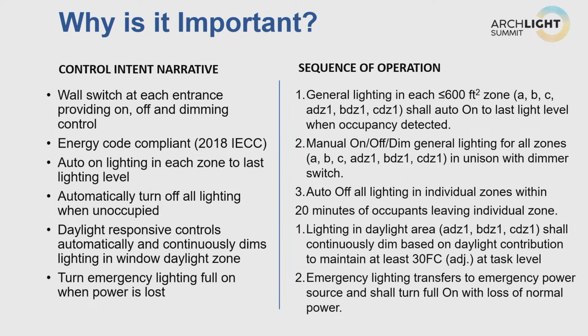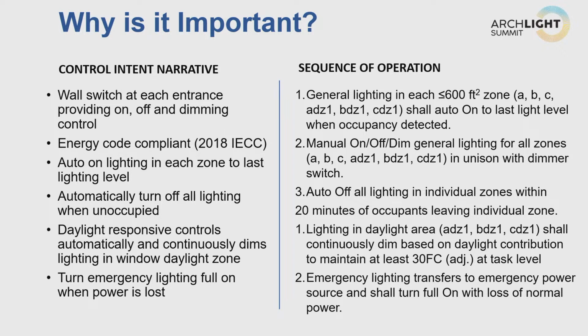Here we go. Here's the control intent narrative. Wall switch at each entrance providing on-off and dimming control. Energy code compliant. Auto on in each zone to the last lighting level. Automatically turn off all lighting when unoccupied. Daylight responsive controls and emergency lighting. Is that all right? So here we see sort of how it works out.